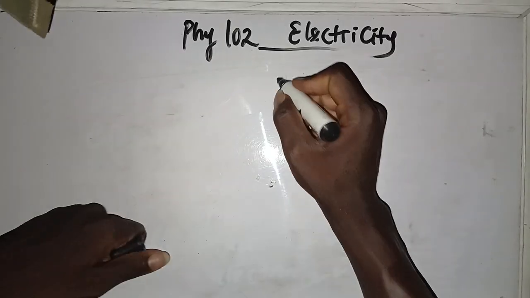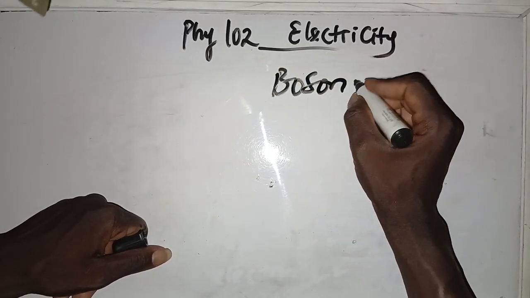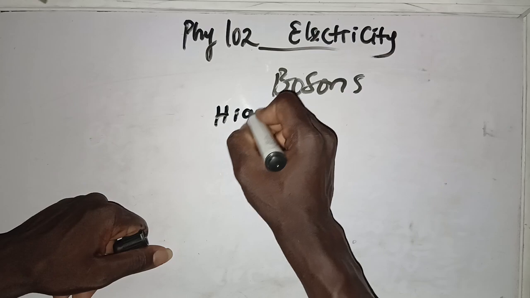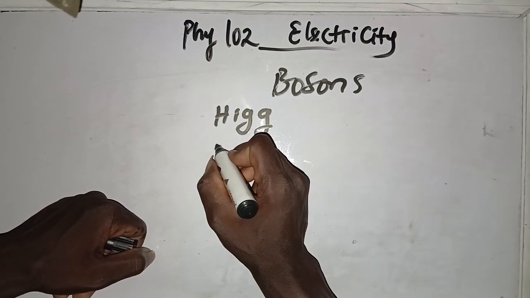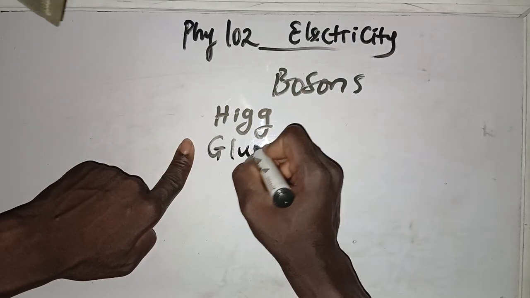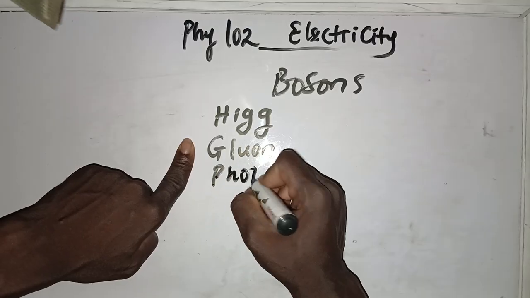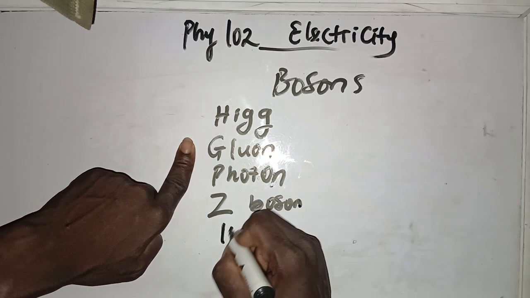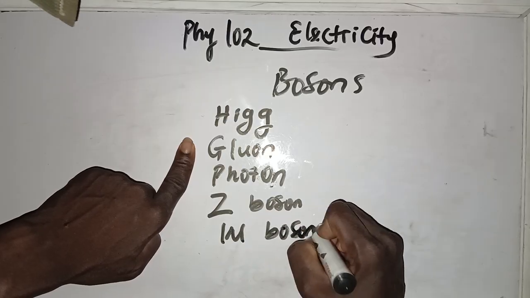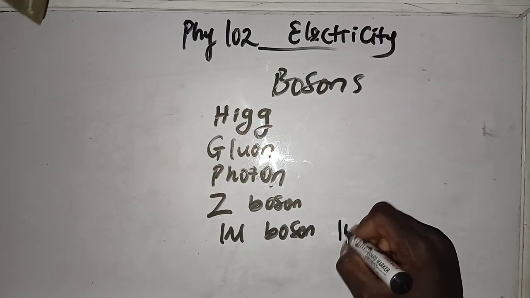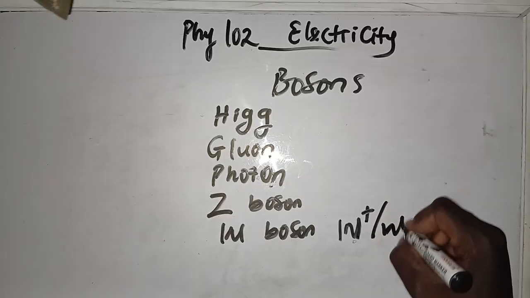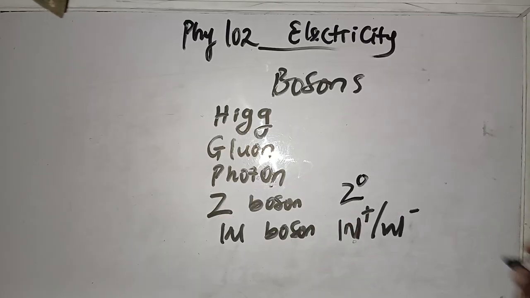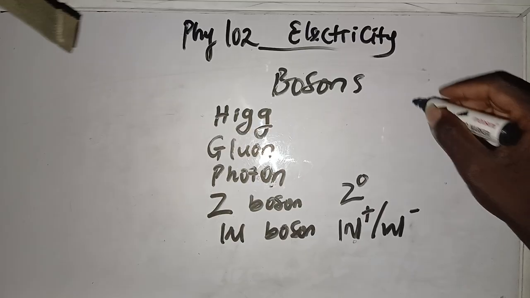Now for the bosons, we have 17. We've discussed 12. The bosons, we have the Higgs boson, we have the gluon, we have the photon, we have the Z bosons, and we have the W bosons. This W boson is in 2. We have the W plus and the W minus. I think this Z is 0, yeah, if I'm not mistaken. Now, all bosons, they are force carriers. Please take note of that. They carry forces.